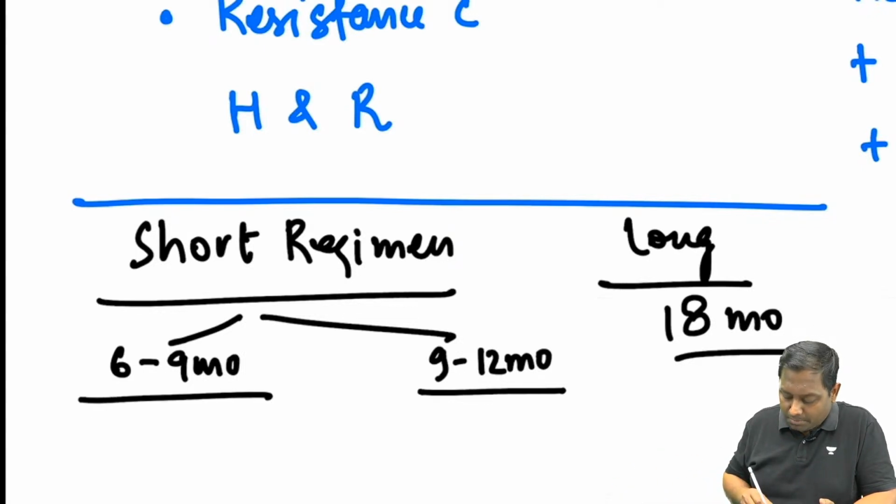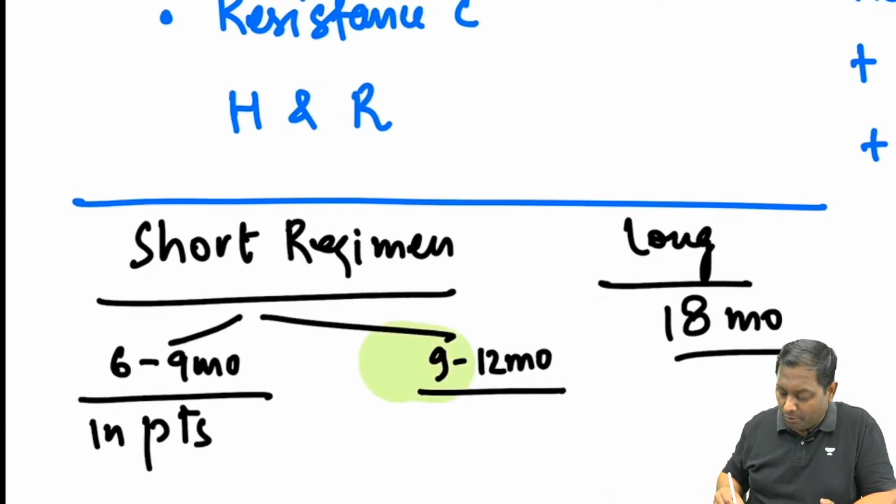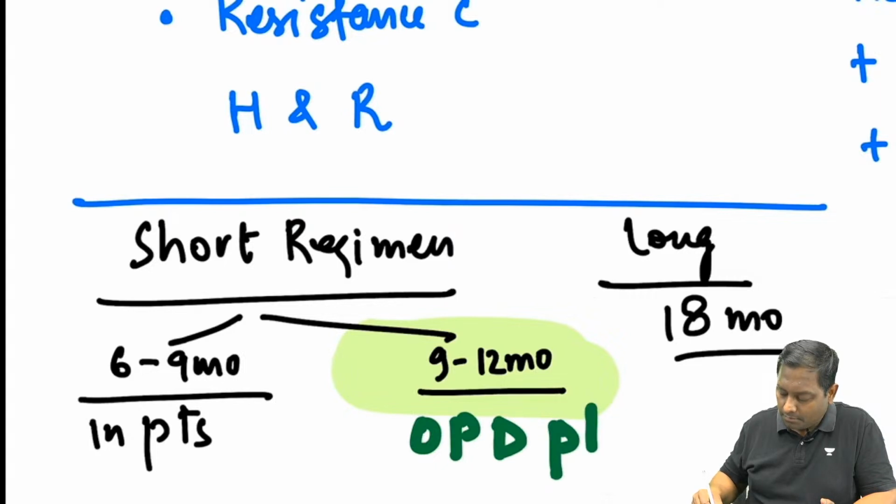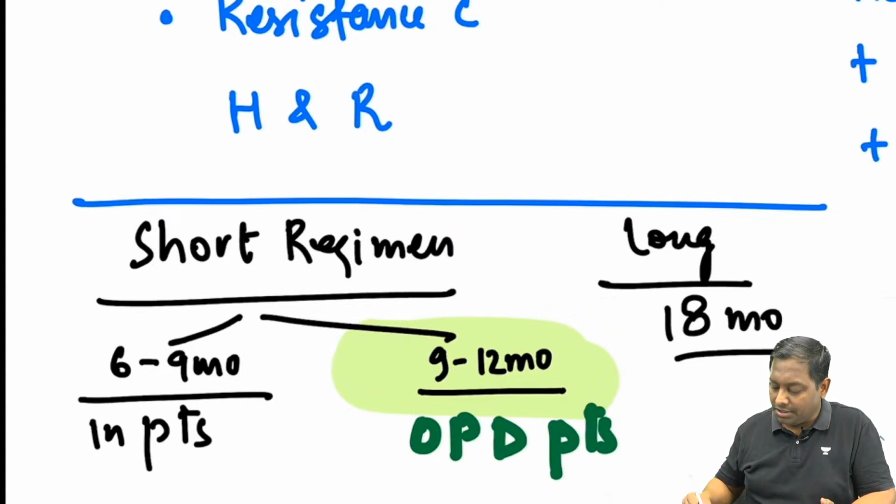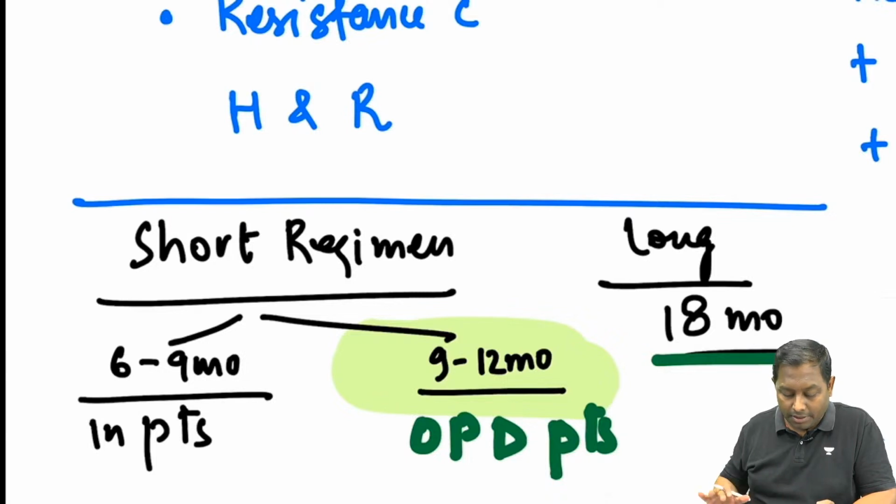6 to 9 months is mainly for inpatients, and all our OPD patients will be receiving the 9 to 12 month therapy. There are certain conditions where we are going to use the longer regimen, that I will be talking about subsequently. I think this much is okay here.